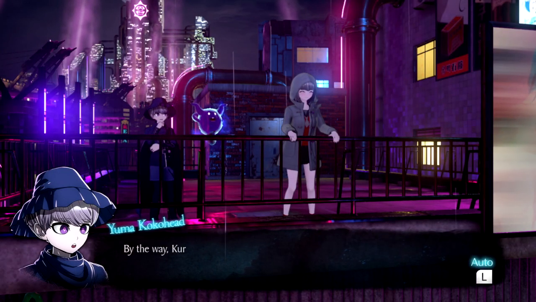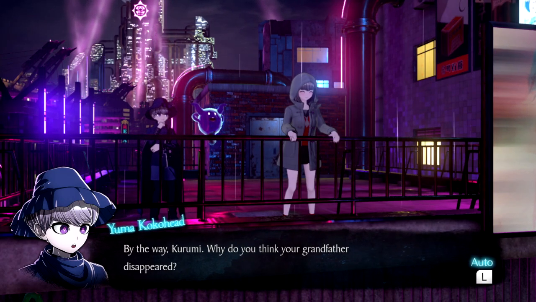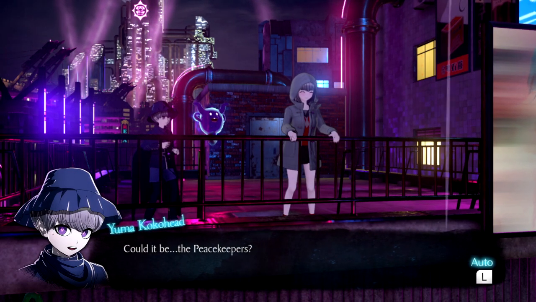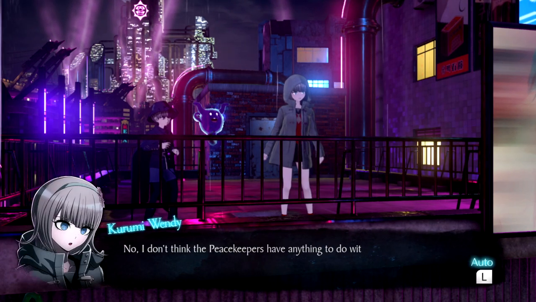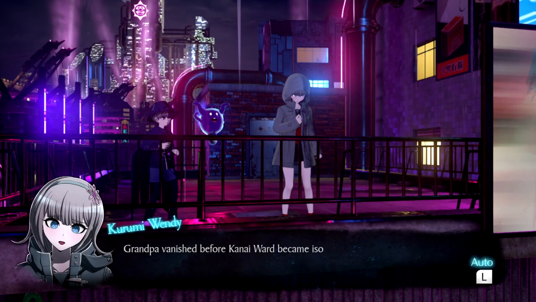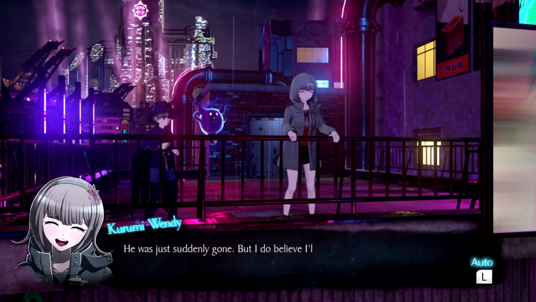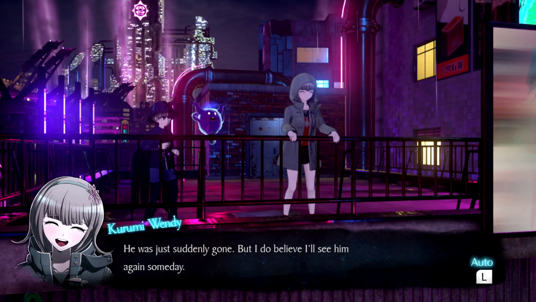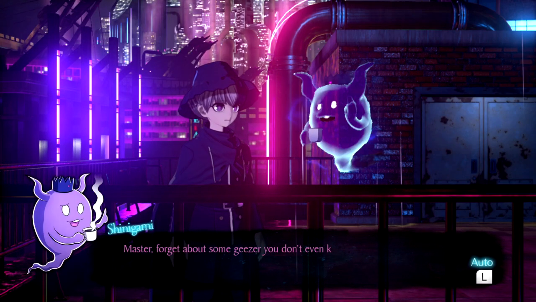Why do you think your grandfather disappeared? Could it be the Peacekeepers? No, I don't think the Peacekeepers have anything to do with it. Grandpa vanished before Kanai Ward became isolated. He was just suddenly gone. But I do believe I'll see him again someday. Master, forget about some geezer you don't even know.